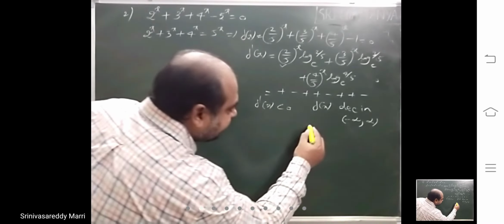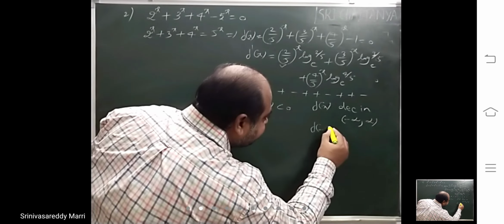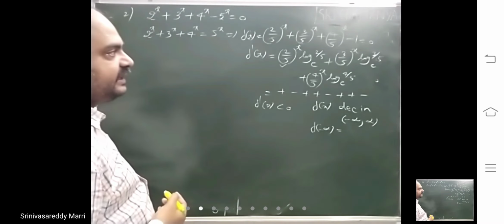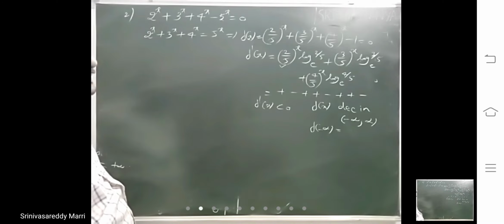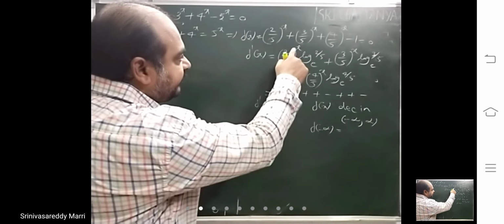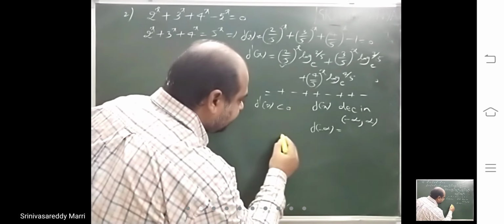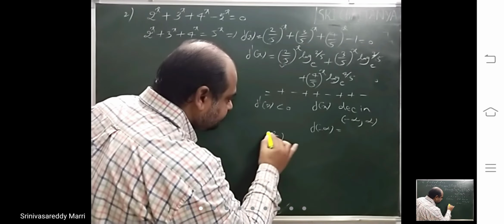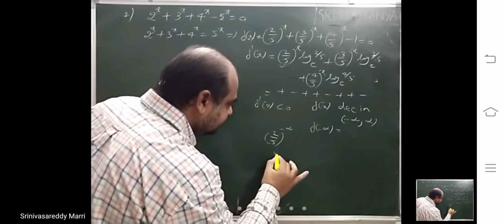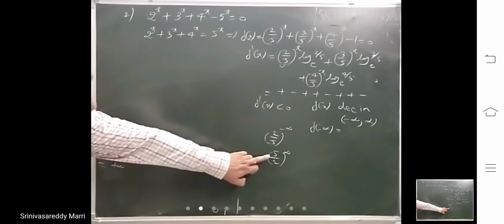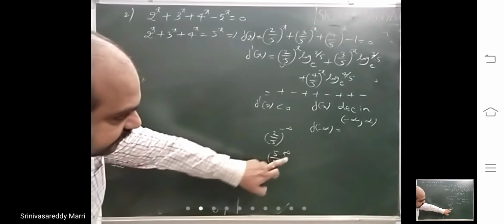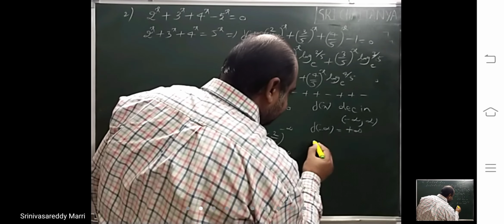Now I am calculating f of minus infinity. If you substitute 2 by 5 to the power minus infinity, that is 5 by 2 to the power infinity. This is a number greater than 1 to the power infinity, so this will become infinity, this will become infinity, this will become infinity. Therefore, plus infinity.